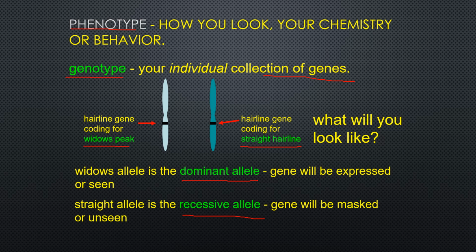So in our example here, our gene for straight hairline is a recessive trait, a recessive allele, and the widow's peak gene is a dominant allele. So what you're going to look like has to do with the dominant allele. So in other words, the phenotype is based on the dominant allele.